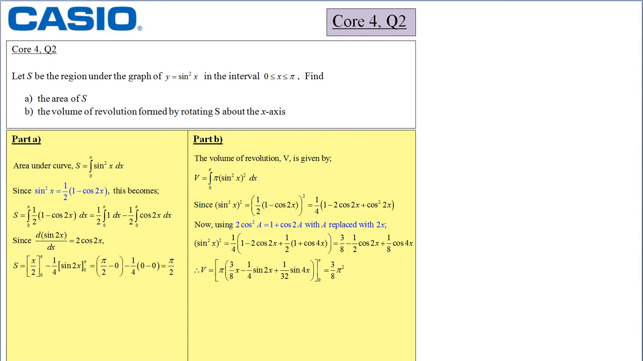In question 2, part A, I'm going to integrate a function to find the area under the curve S. The function I'll integrate is sin squared x with respect to x, when x runs from 0 to pi. You can see the answer I obtained was pi by 2. I'll now use the Casio calculator to confirm this.